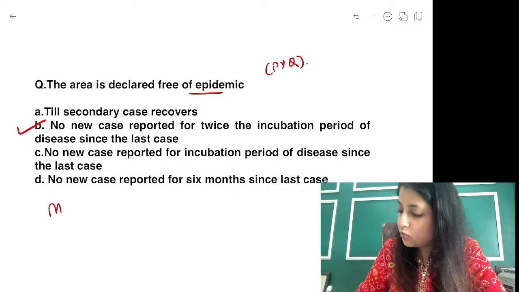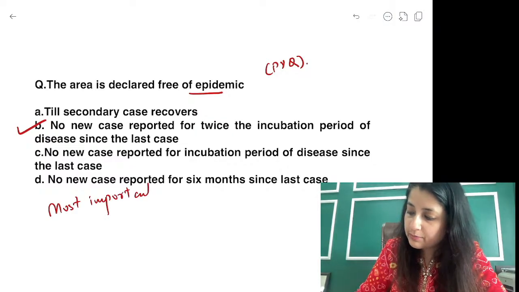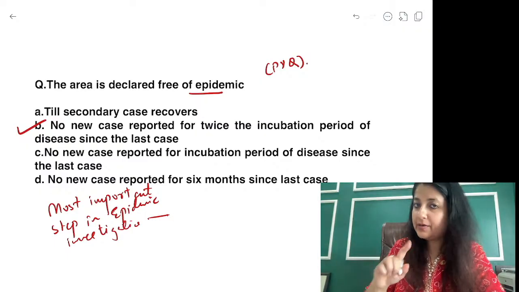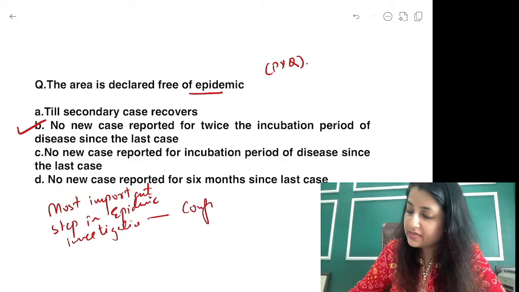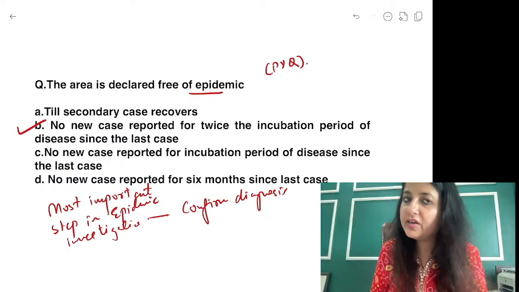And remember, most important step in investigation of an epidemic, most important step in epidemic investigation क्या है? Don't say confirm existence of an epidemic. No. Confirm diagnosis. पहले diagnosis confirm करोगे, then you're going to confirm the existence of an epidemic.